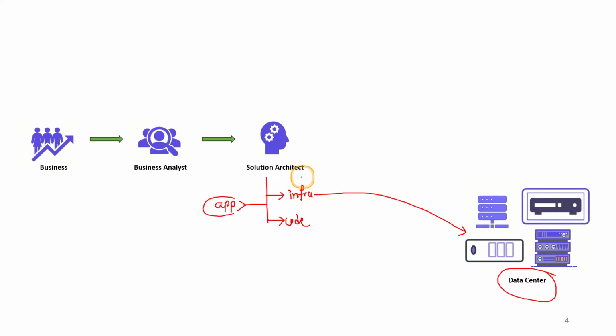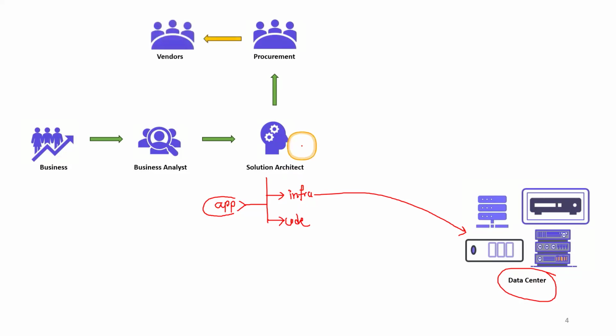But if that infrastructure, that number of servers, is not available in the data center, that's where the solution architect will create a request to the procurement team. The procurement team will be connecting with the vendors team. The solution architect says, we need this amount of infrastructure, I see that it is not available in the data center, can you raise a request to the vendors team? That's what he will do: raise a ticket to the procurement team.